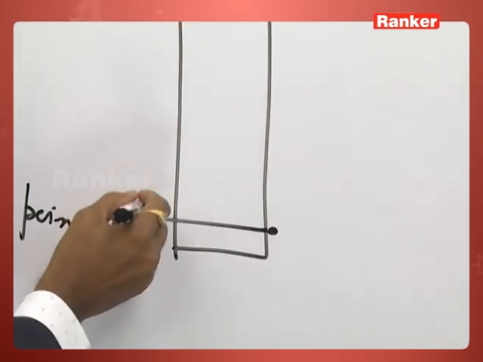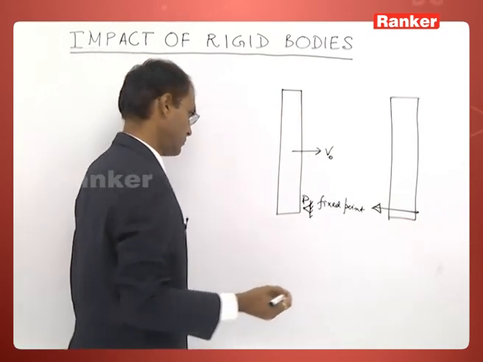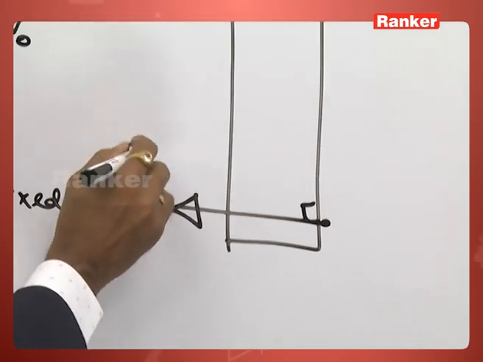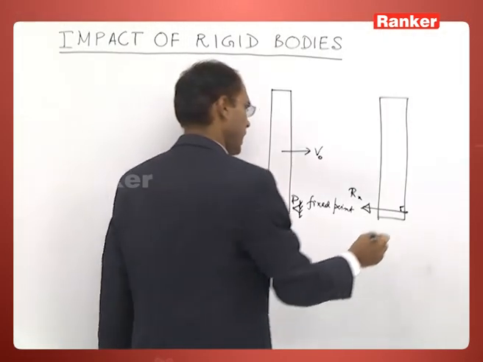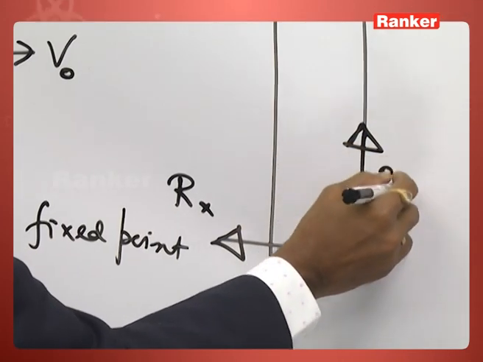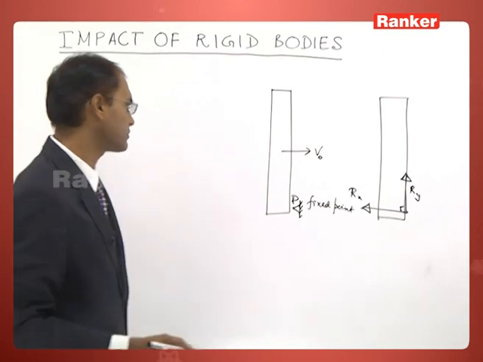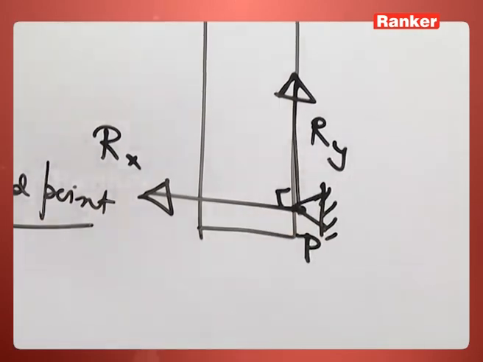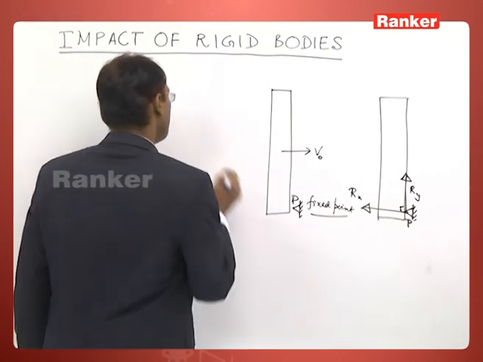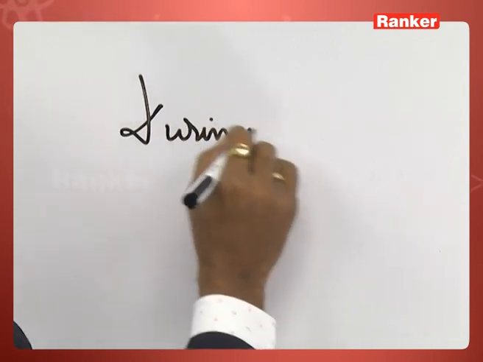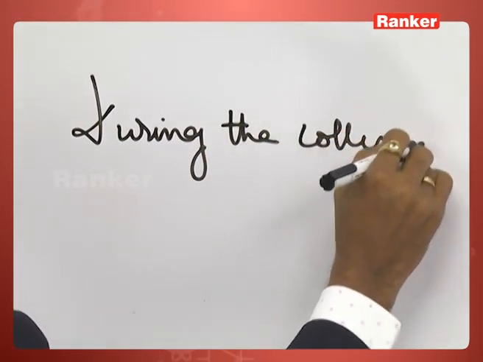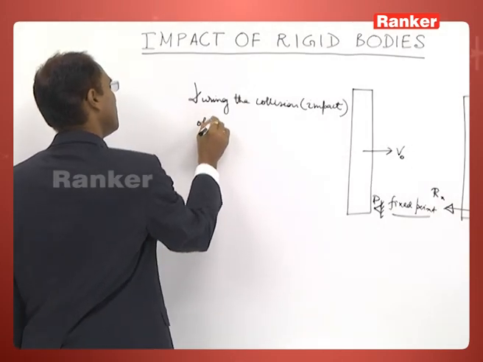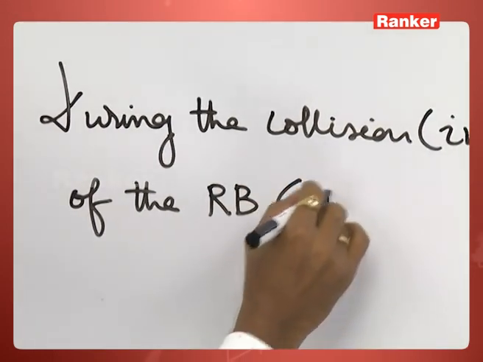This point P gives a certain reaction force. Along the normal direction, normal to the rod, it gives a reaction force, suppose Rx. Along the tangential direction, it gives a reaction force, let it be Ry, while it is in contact with this fixed point P. So during the collision, or the collision can be called impact, of the rigid body. Here the rigid body is the rod.